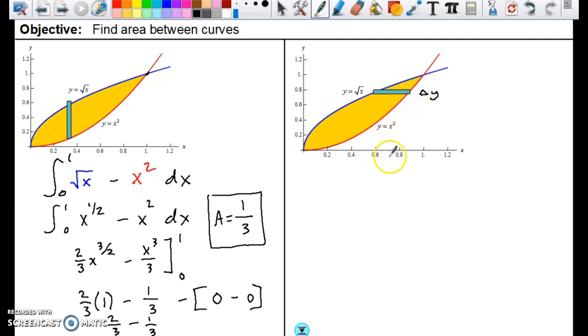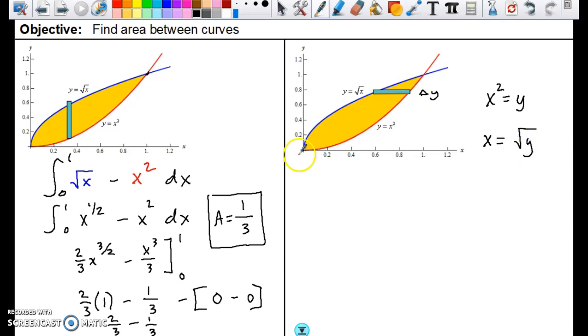Well, obviously I'm on the x-axis and I'm no longer on the y-axis. So these functions should be in terms of x and not in terms of y. In other words, I need to solve for x. So to do that, x squared equals y. So therefore x equals the positive or negative square root of y. So we're just going to do the positive square root of y.